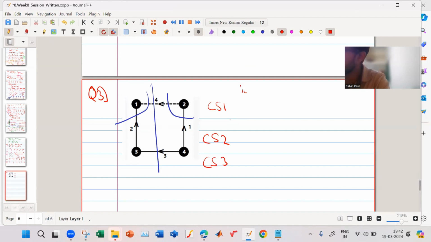This is my IE1, IE2, IE3, IE4. So what is cut set 1? 1, 0, 0, minus 1. For cut set 2, what is it? 0, 1, 0, 1. For cut set 3, what is it? 0, 0, 1, 1.